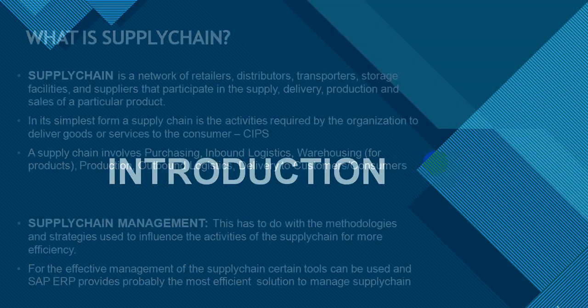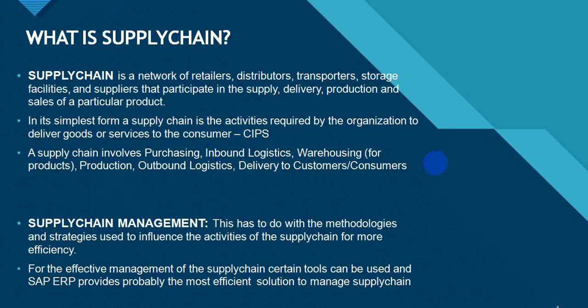So introduction. What is supply chain? Supply chain is a network of retailers, distributors, transporters, storage facilities, and suppliers that participate in the supply, delivery, production, and sales of a particular product. It could also be in the delivery of services. In its simplest form, a supply chain is the activities required by the organization to deliver goods or services to the customer. This is according to CIPS.